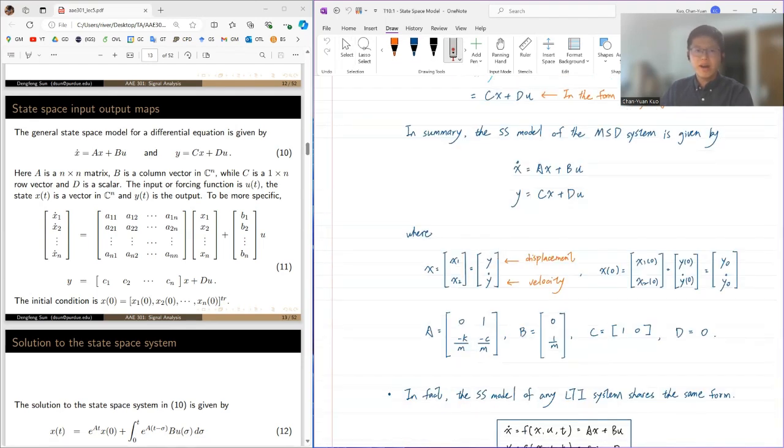Okay, now we have derived a state space model of the mass spring damper system, and the state dynamics of the system is in the form of x dot equals Ax plus Bu. The output equation is in the form of y equals Cx plus Du. And the initial state, and A, B, C, D matrices are summarized here.